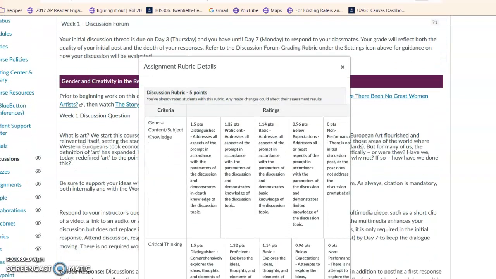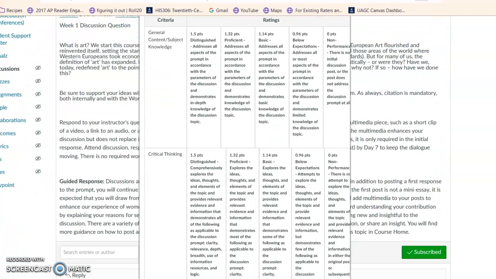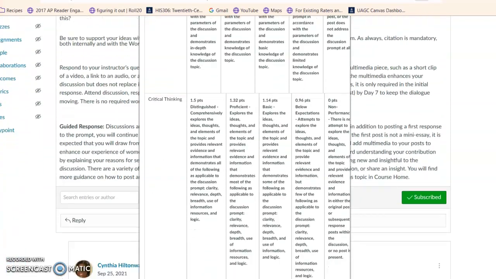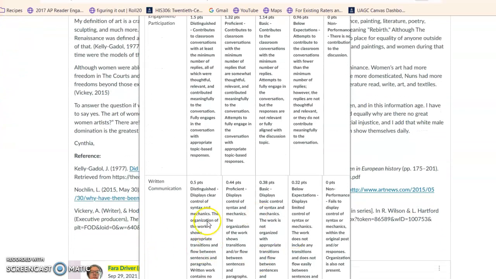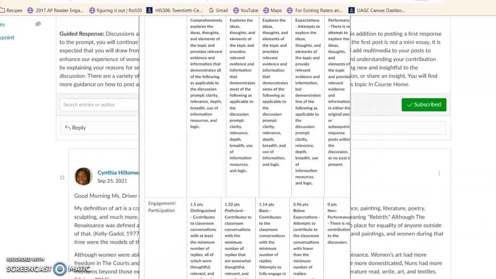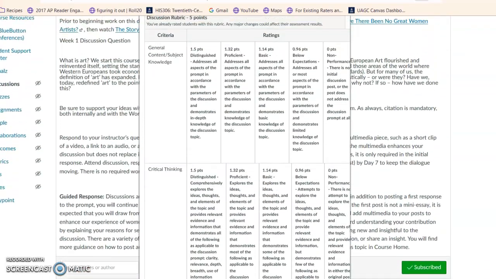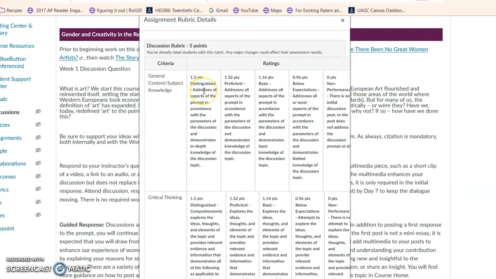Now, it's broken down, as with all of these, into the 4 components: the general content, subject knowledge, critical thinking, engagement, participation, and then your written communication. And it's in the written communication that we talk about citation points. Within that, you've got your 5 different categories. You've got distinguished, which is effectively a strong A; proficient, which is a strong B; basic, a strong C; below expectations, a D; and then of course non-performance speaks for itself.